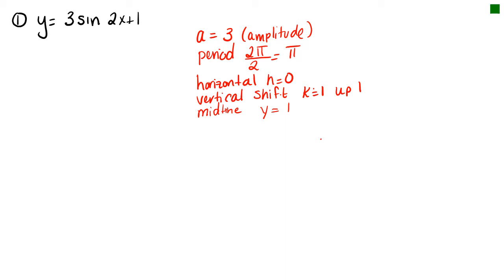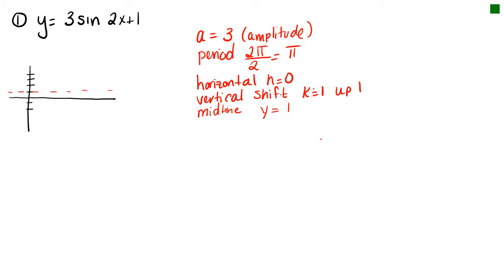So let's graph that. Again, we're only going to graph one period. I'm just going to do the positive quadrant, where x is positive. At 1, that's going to be my new midline, so I'm going to put a midline there. And my amplitude's 3, so from there, I know I'm going to go up 3 to 4, and then down 3.